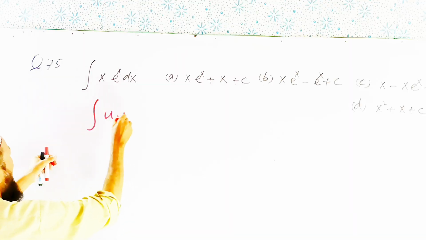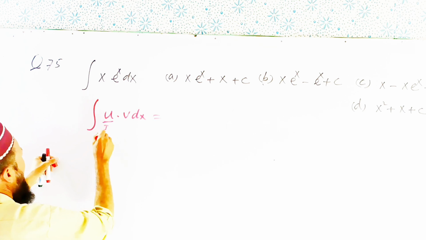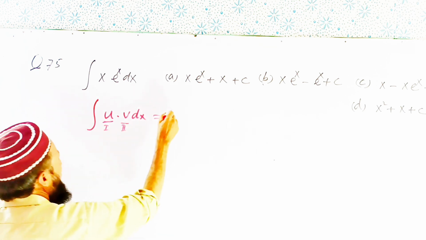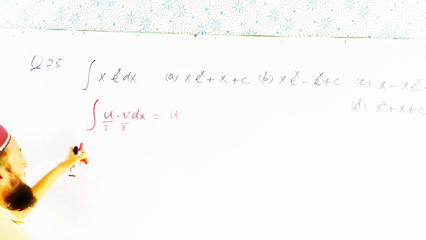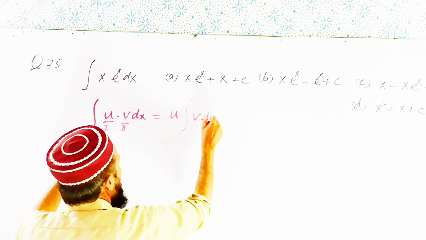Integration of u times v dx. This is the first function and this will be the second function. We take outside the integration the first function and the integration of the second function.